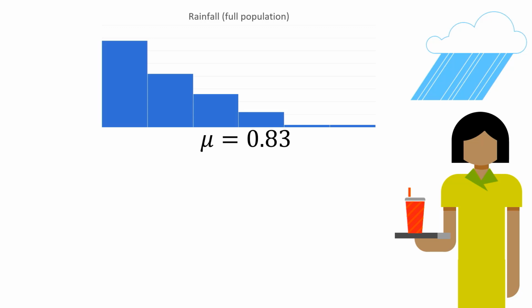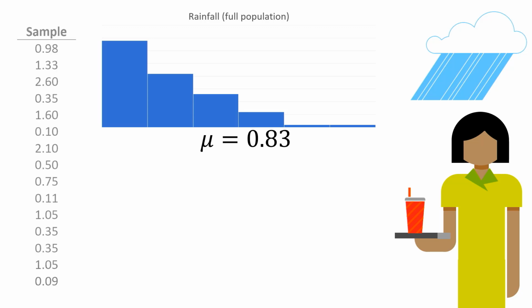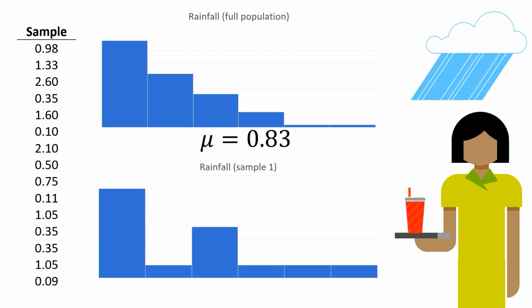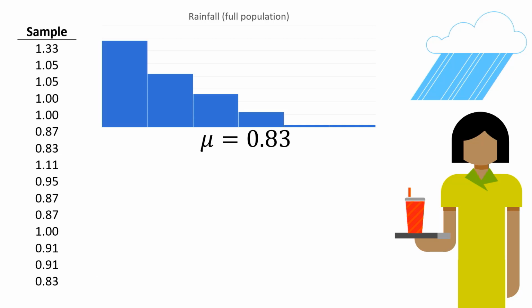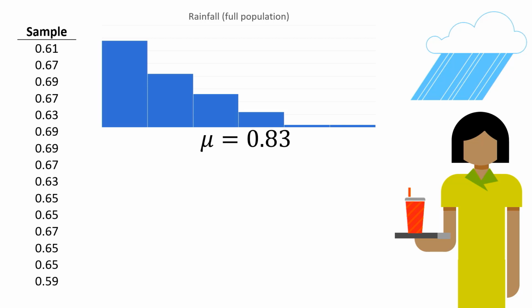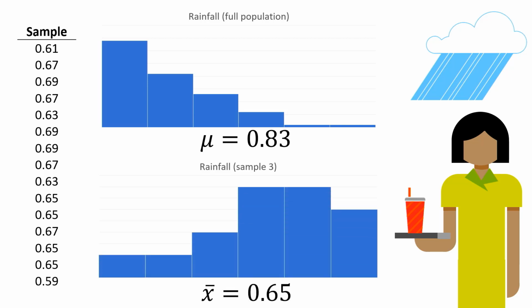Now let's suppose that we take a random sample of daily rainfall values. The distribution for our sample might look something like this, with a sample mean of 0.89, close to, but not exactly the same as the population mean. Now let's take another random sample. This time, the sample distribution looks like this, with a sample mean of 0.97, quite a bit higher than the population mean. And if we take a third random sample, we might end up with a different distribution and a sample mean like this.